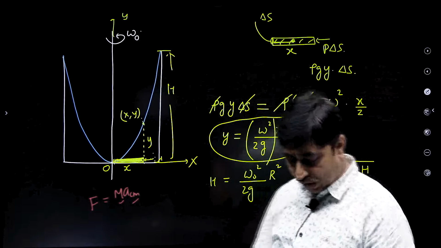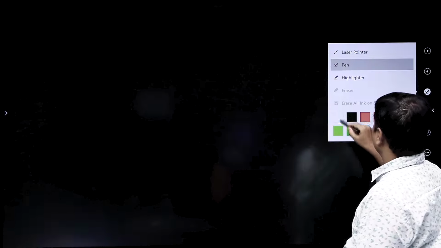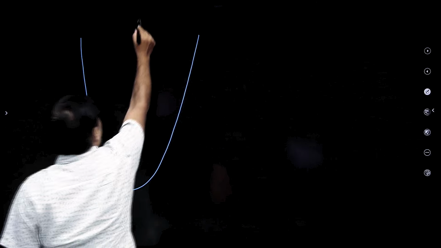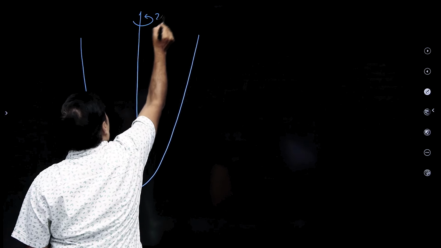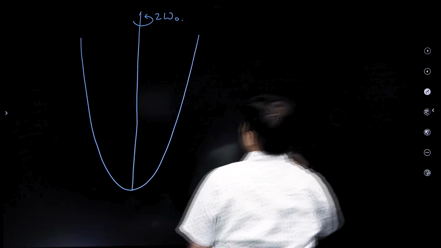So, actually when you increase the angular speed, what happens is the parabolic shape will become even steeper. Just be with me for a couple of more minutes and everything will become crystal clear. Just be patient, students.